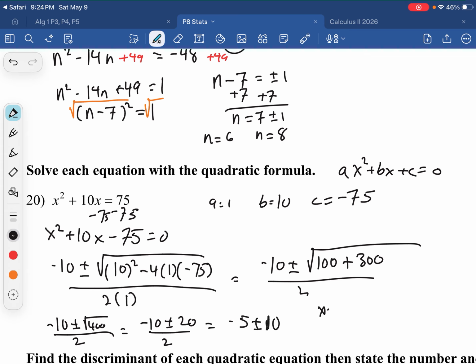So you get x equals negative 5 plus 10, and x equals negative 5 minus 10. x equals 5, or x equals negative 15.